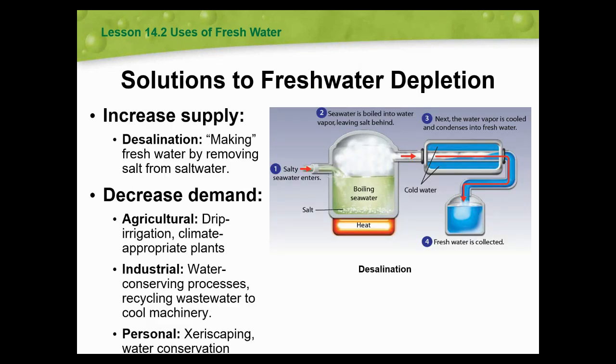Now, solutions to freshwater depletion. First, increase supply. So this is where we take salt water and make fresh water from it. This is called desalination. You can see the process in the diagram here. So salty seawater enters, you boil it, and what happens is the water will evaporate. So water vapor evaporates, it exits through this tube, the salt is left behind down here. It doesn't evaporate. Next, the water is cooled and it condenses, and by the time it condenses, it's fresh water now. It's not water vapor anymore.